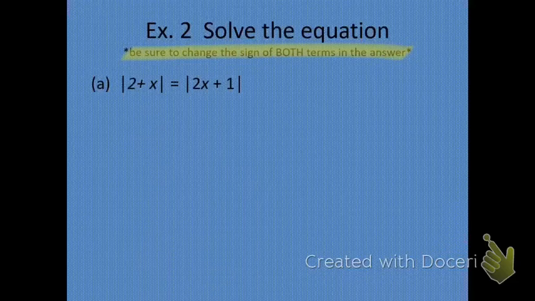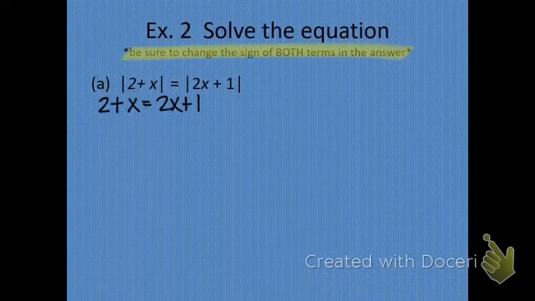Let's do the simple one first. Asia, what's the first equation going to be? So we drop the bars, we get 2 plus x equals, we drop the bars, we get 2x plus 1. Drop the bars, write what you see. All right, what is the second equation going to be, though? We've got to drop the bars, and we have to change the sign of the answer.